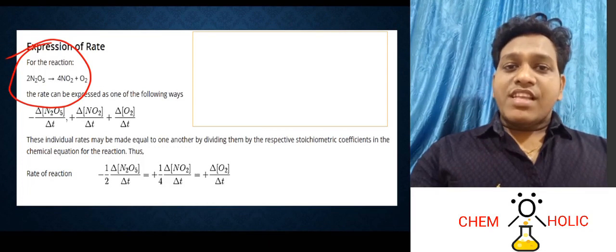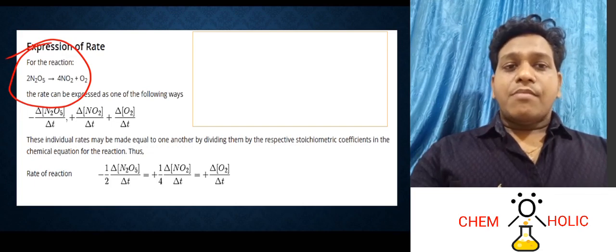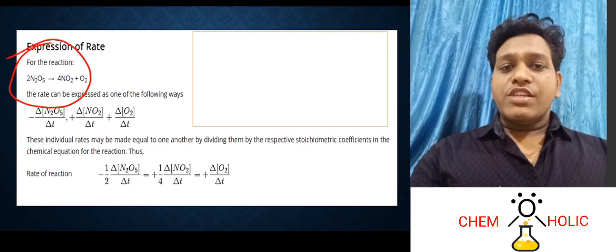So if the number of moles are not the same, what we need to do? We need to balance the coefficients. These individual rates may be made equal to one another by dividing them by the respective stoichiometric coefficient in the chemical equation for the reaction, and thus the rate of reaction is equal to minus 1/2.